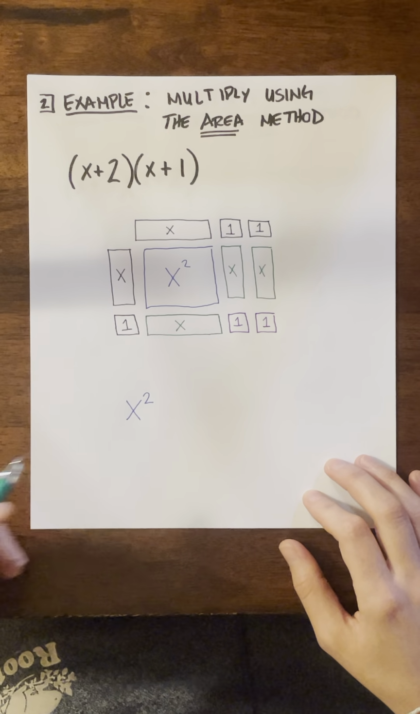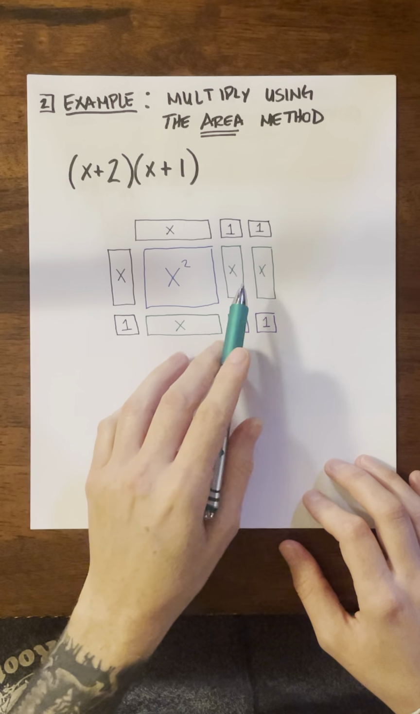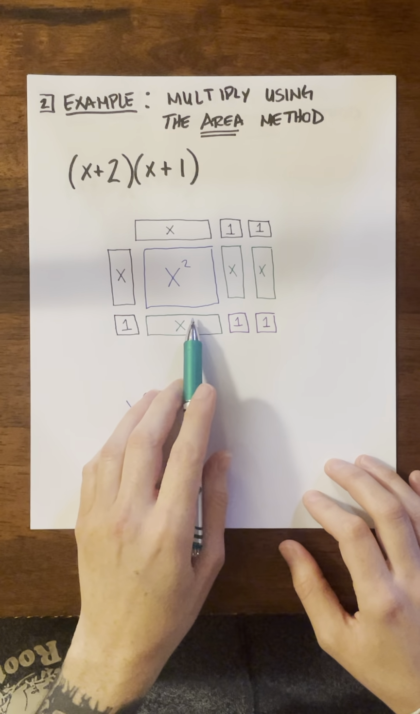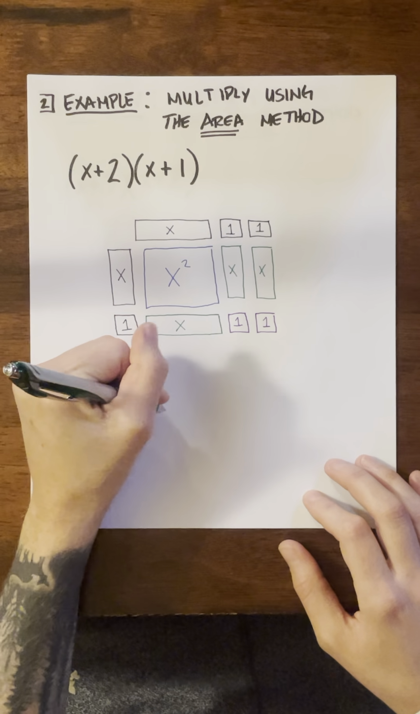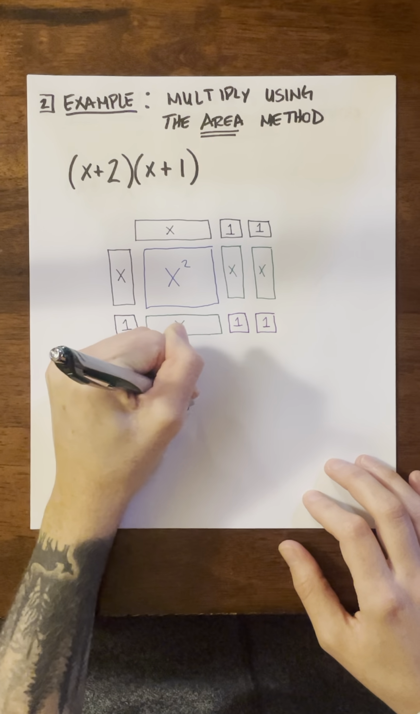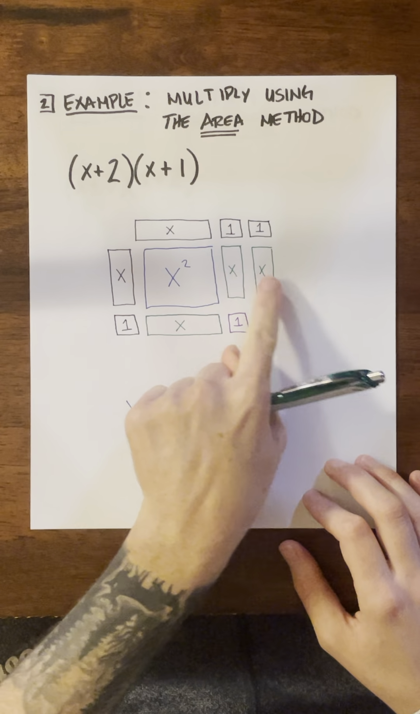Okay, and then next we have our rectangles, and we have 1, 2, 3 of them. So x plus x plus x equals 3x. We have 3 of them, 1, 2, 3.